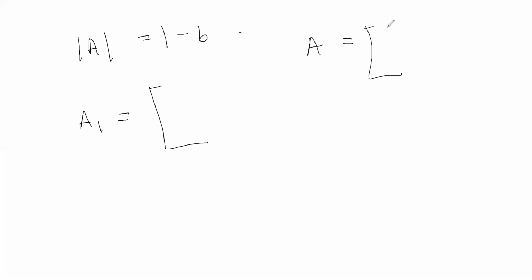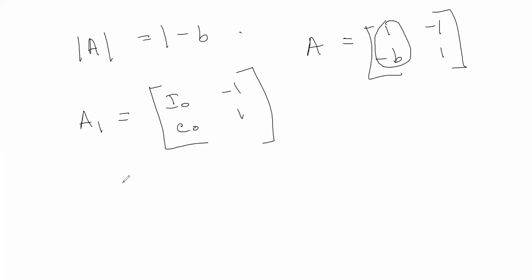Still, for the same example, the determinant is the same, which is equal to 1 minus b. Just you need to form two new matrices. So you're forming the first one, A1. You will replace the first column, right? So what was your original matrix A? A is equal to 1 minus 1, minus b and 1. Now you will replace this first column with the vector of constants. So the vector of constants are I naught and C naught, and this is minus 1 and 1. So this is your A1.